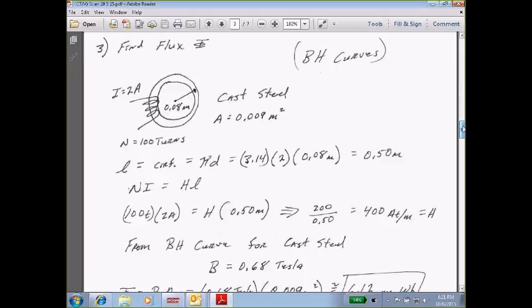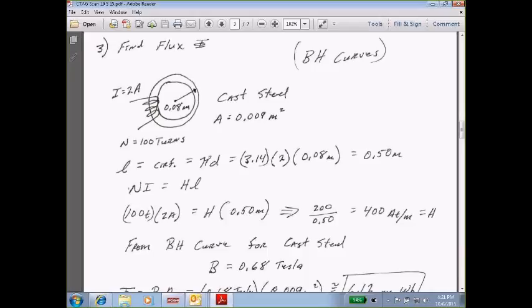Okay, now on this next one, we've actually got a pictorial representation of an electromagnet. We've got a donut-shaped core made out of cast steel. The cross-sectional area of that core is 0.009 square meters. The radius of that donut is 0.08 meters.